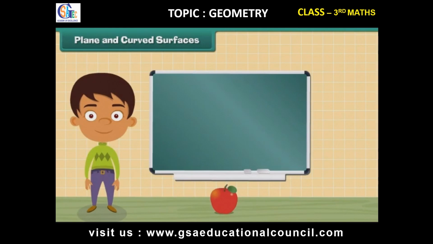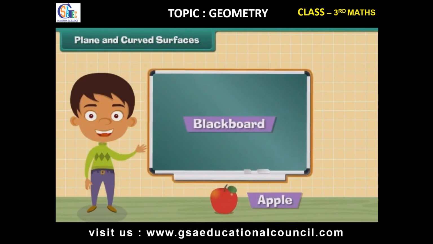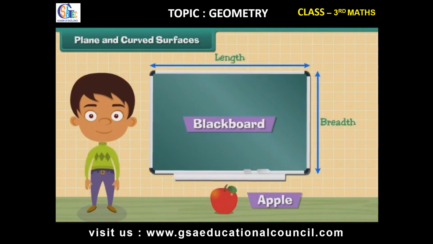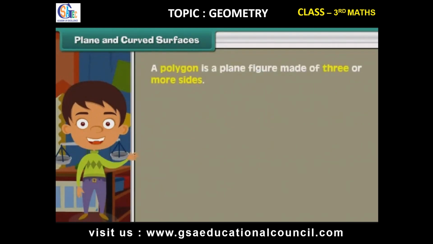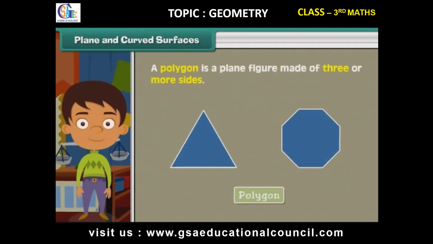Plane and curved surfaces. Look at these two objects, a blackboard and an apple. The blackboard's plane surfaces are its surfaces which have length and breadth. When you touch the surface of an apple, its surface is not straight. This is a curved surface. A polygon is a plane figure made of 3 or more sides.